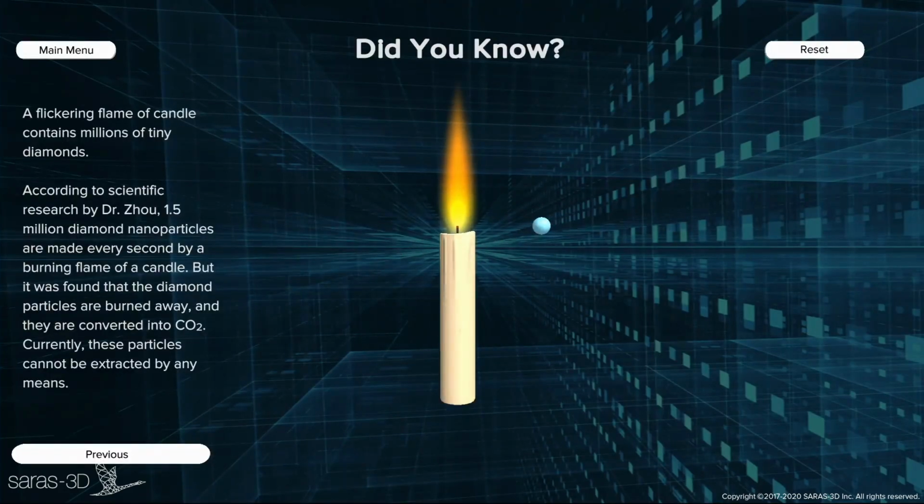So, did you know that the flickering flame of a candle contains millions of tiny diamonds? Now, this was the research conducted by Dr. Zhao, and he found that in the burning flame of a candle, 1.5 million diamond nanoparticles are made every second. But later on, it is found that the diamond particles are burned away and converted into carbon dioxide. So as of now, these particles cannot be extracted by any method or any means.